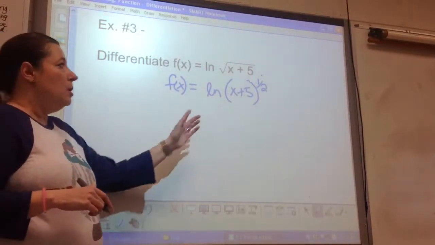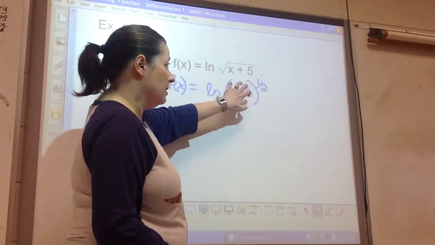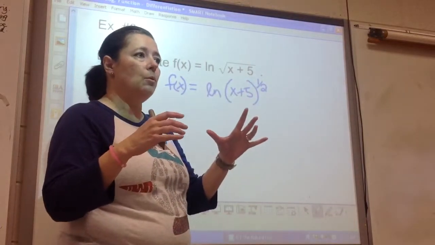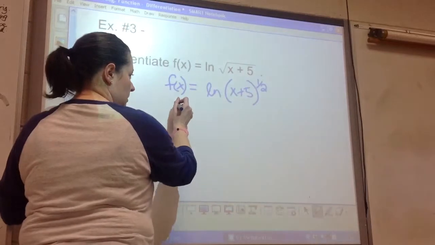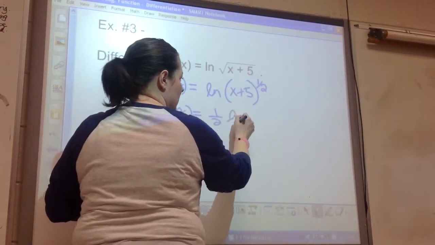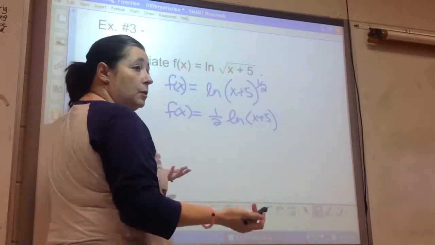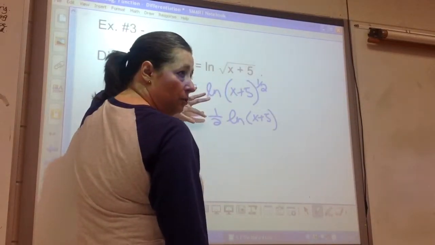Alright, so because, like we were talking about, the LN is not for the 1/2, just this, so that makes this different. We're gonna expand it. This is why we needed to know about expansion. So how could I rewrite this? 1/2. Yeah, not much to expand. 1/2 LN of x plus 5. Remember that? If it's the property for logs, if it's an exponent, you can bump it down in front to expand.